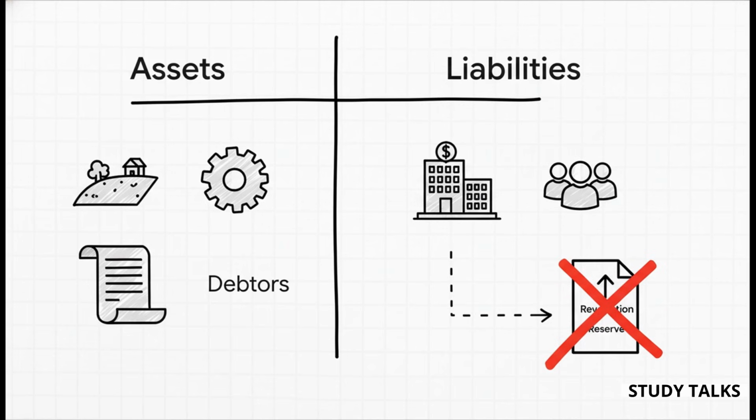But what's the most important part? You might see a revaluation reserve on the balance sheet. What do you do with it? You ignore it. It's a trap. For this calculation, it doesn't exist. Any artificial pump-up of an asset's value is completely thrown out. This is the exact trap you're going to see.